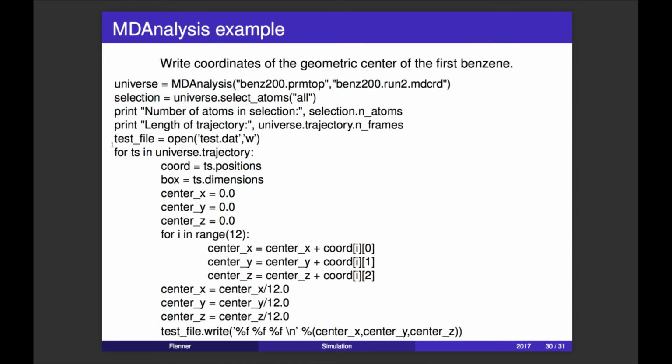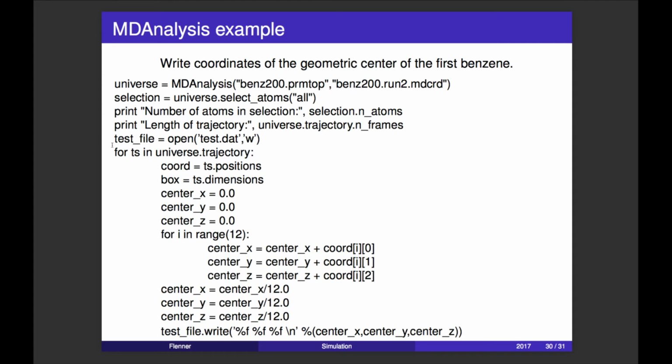So here's a full example that all it does is write out the coordinates of the center of your first benzene molecule in the simulation. Let's go through quickly what this does. For you, you'll have a 200 here, but this is your parameter file. So I create the universe and read in my trajectory file.